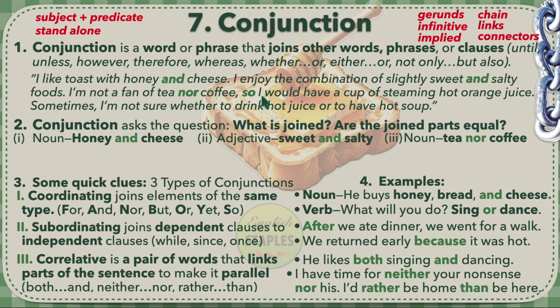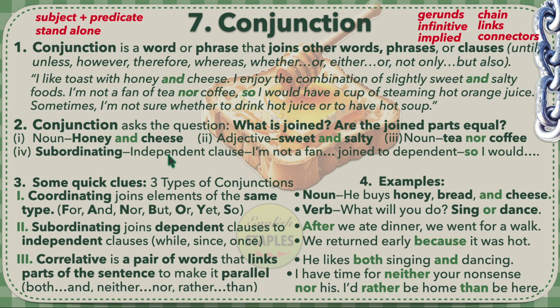Here we have another clause. I would have this. So I is the subject. Would have is the verb. So all of this would be the predicate. But we have the word so before this clause. So I would have a cup of steaming hot orange juice. It cannot stand alone. So it's a dependent clause. Which one is that? Subordinating conjunction. That's what we have there.